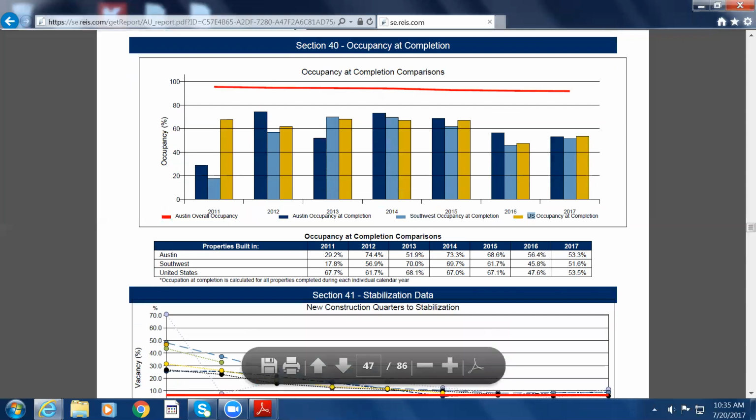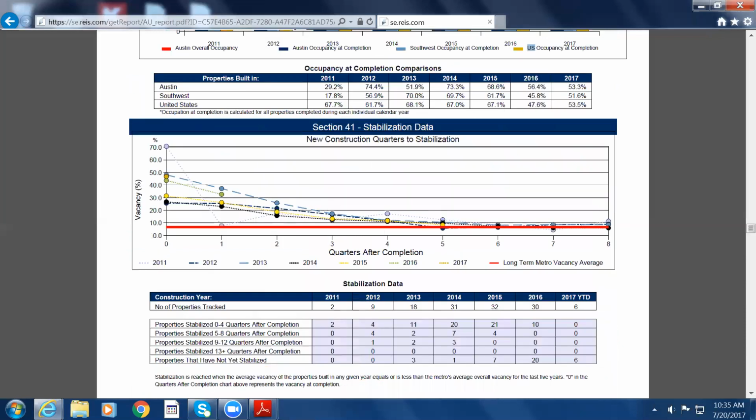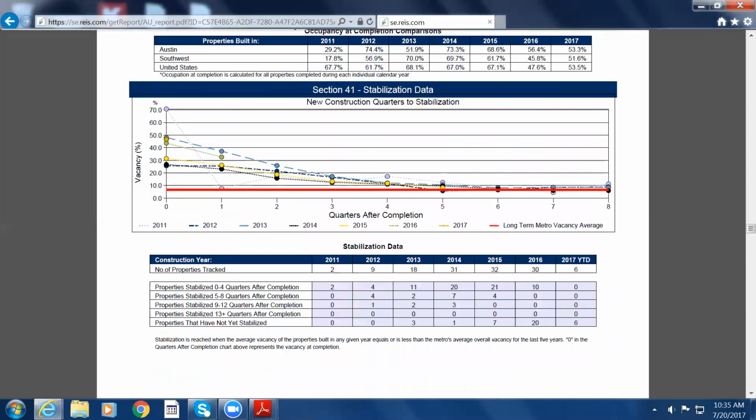Right, and right below that, your stabilization. We define stabilization as the point when the occupancy or vacancy rate really reaches that metro's average, and we'll give you a historical perspective as well.